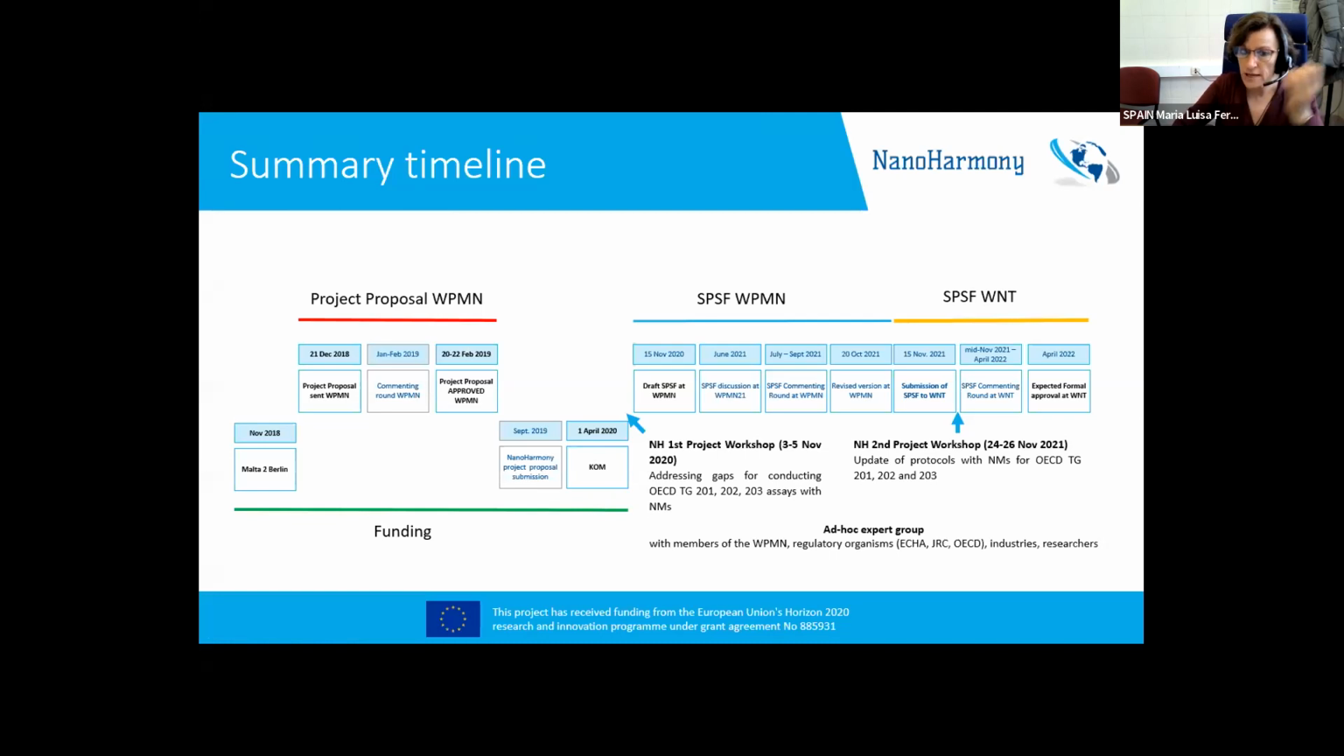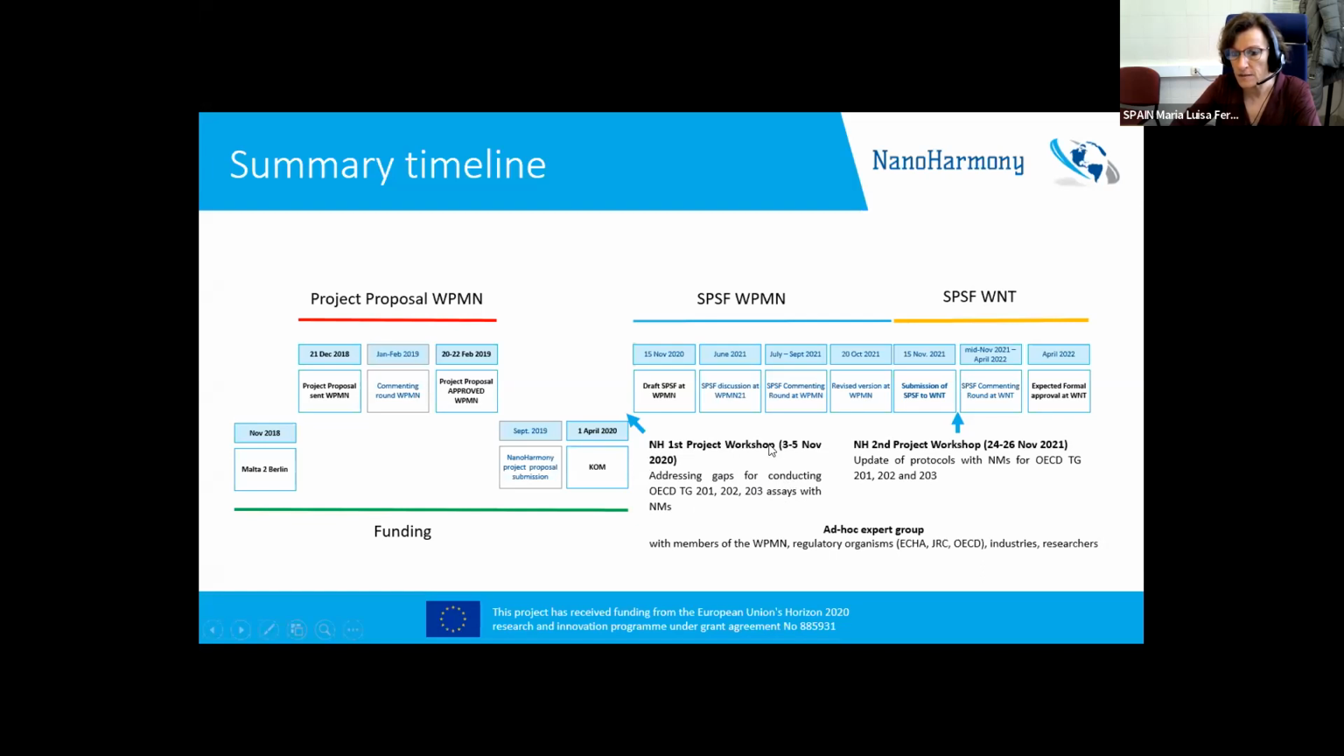Once the project started, it was very important to set up an ad hoc expert group with members of the WPMN and regulatory organisms such as ECHA, the Joint Research Center, and the OECD, also members from industries and researchers. And very quickly, in November of the same year as the start of the project, we had our first workshop to address the gaps for conducting these 3 test guidelines with the nanomaterials.